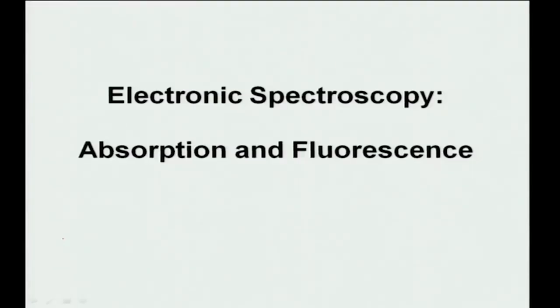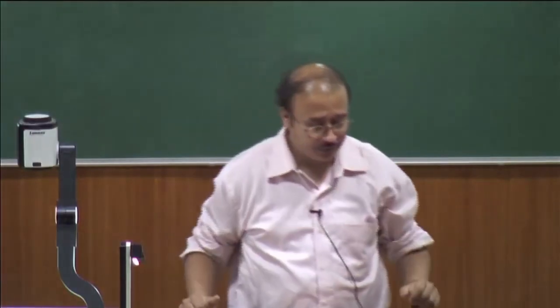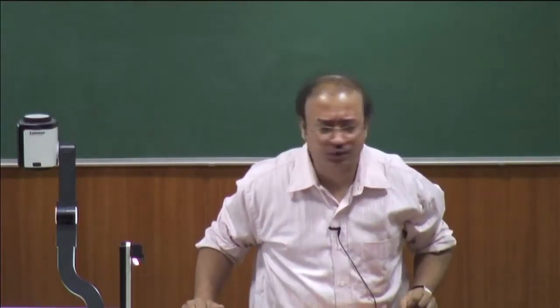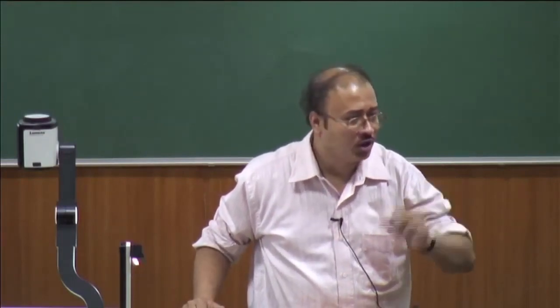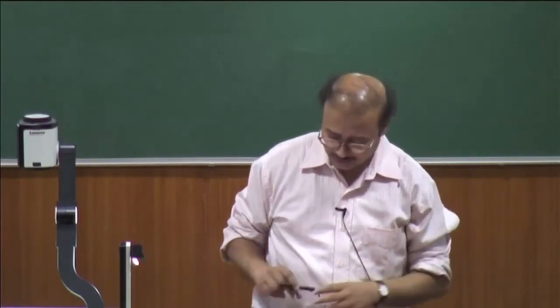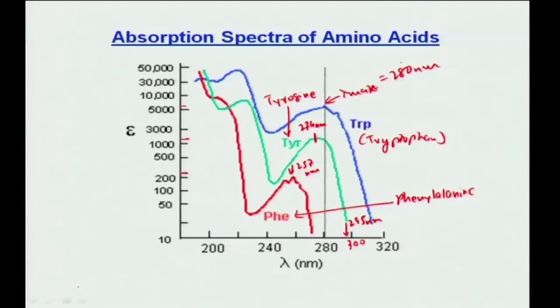So last class we had started talking about absorption spectroscopy, right? And I think we ended the class by showing you that cell where you have this wall and all those things, right? So let's look at that again. This was the absorption spectrum of amino acids. That's what we were talking about.